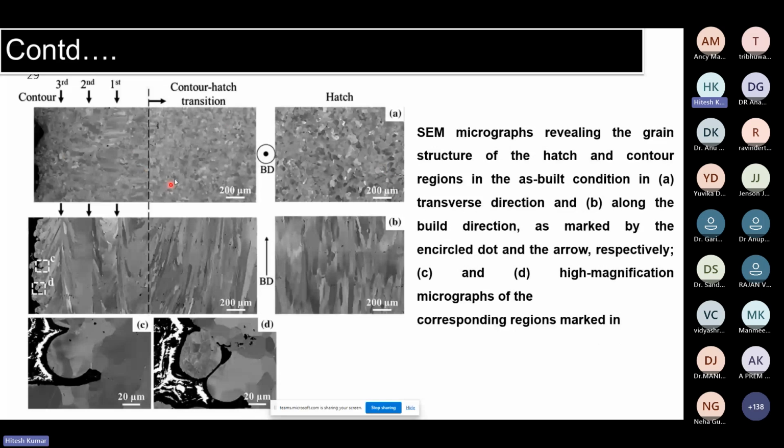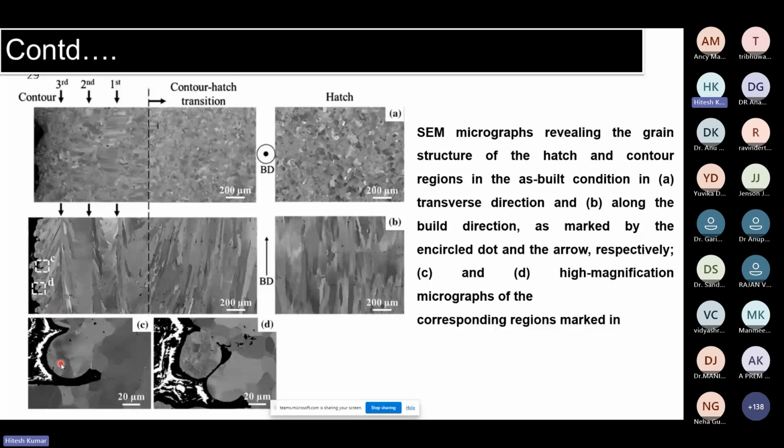So these are the different microstructures which we observed. These are secondary electron images, not backscatter. In the contour direction, this is the contour to hatch transition, and this is the hatch. You can see the grain size distribution has too much inhomogeneity; it is clearly visible. Near that, there is too much variation inside the material.